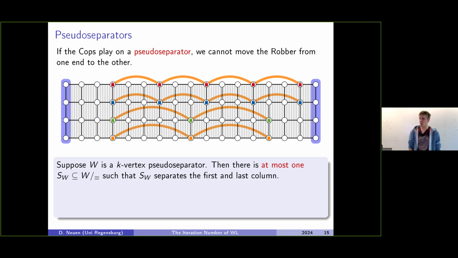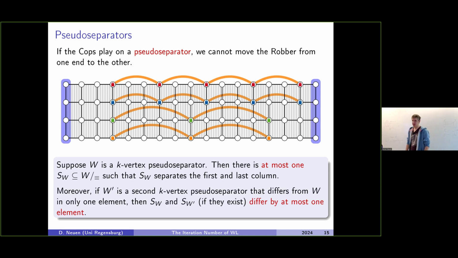And on top of that, if we have a second k-vertex pseudo separator, and the two differ only by one element, then the corresponding unique separators, if they exist, also differ by at most one element. And actually, these two elements are very close to one another.